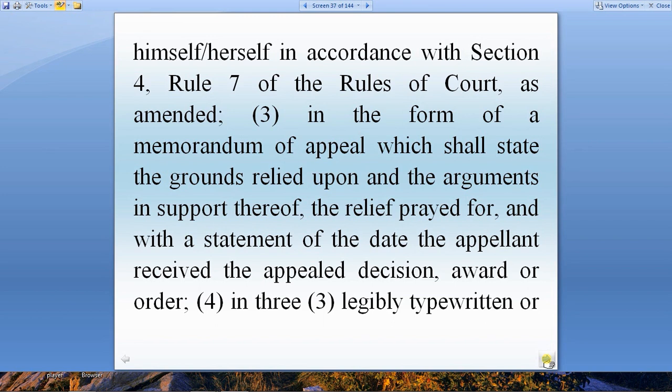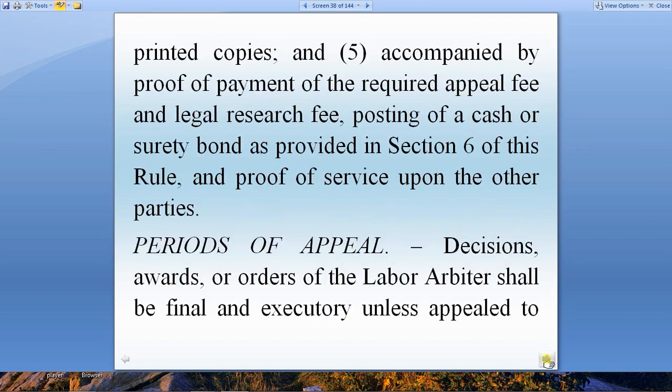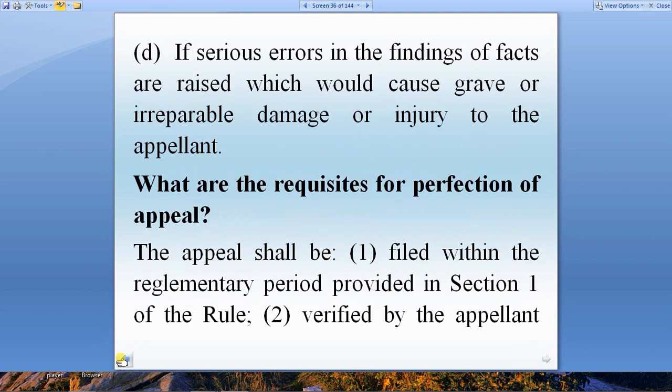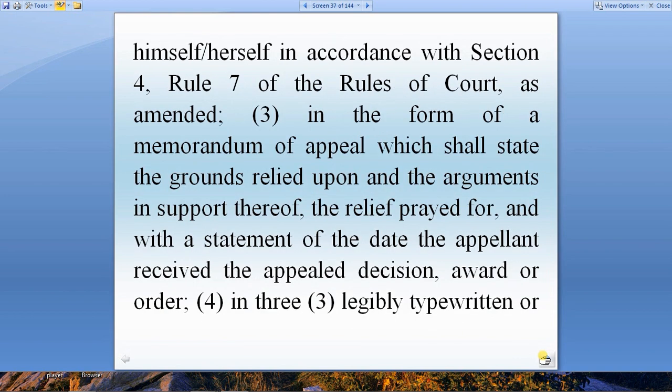Tatlo yung memorandum of appeal na isasubmit, printed copies, and accompanied by proof of payment of the required appeal fee. So, may karampatang bayad, of course, and the legal research fee. Posting of a cash or surety bond is provided in Section 6 of this rule and proof of service upon the other parties. So, importante, may bayad ang pag-apila. Tatandaan. So, filed, reglementary, so within 10 calendar days. So, yan. Importante ito. Do you have any questions in mind?